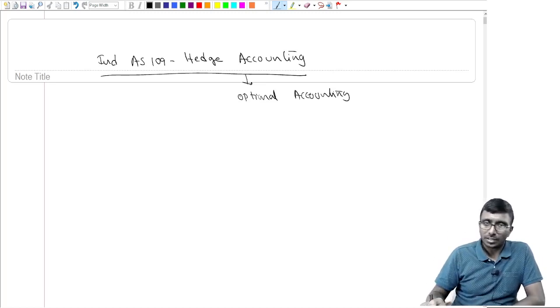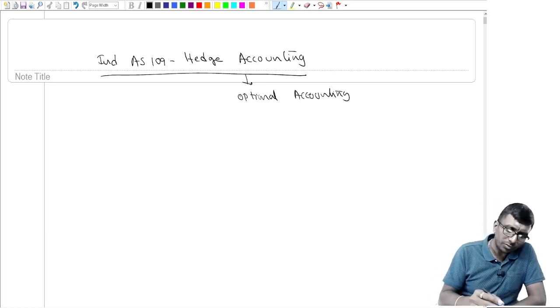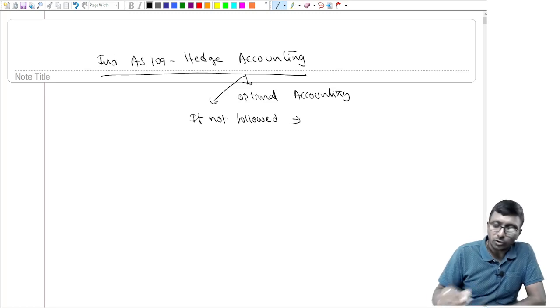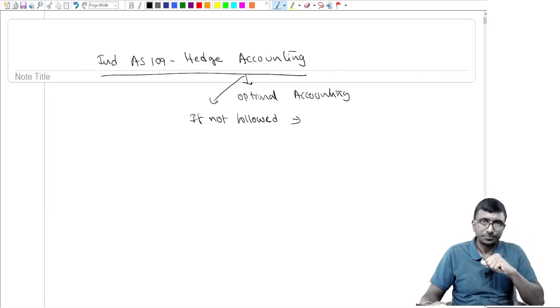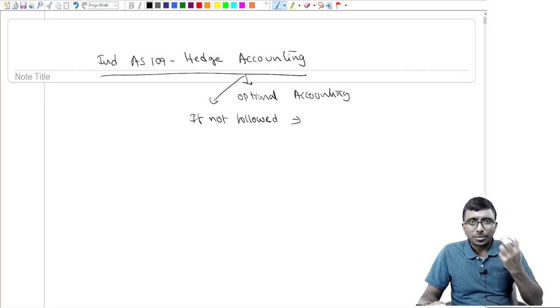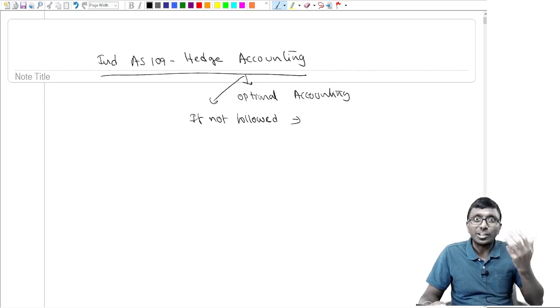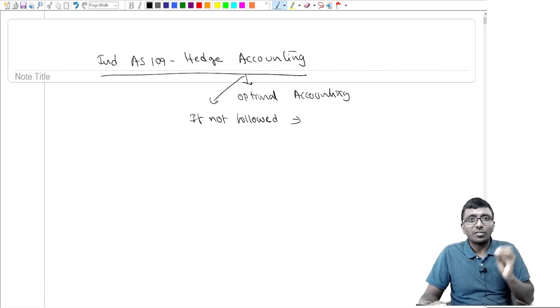So if you do not follow it, what do you follow? See, first of all, how are you hedging? Generally people hedge by getting into derivative instruments like forward contracts, future contracts, option contracts, swap contracts. With the help of these derivative contracts, they try to hedge their risks.